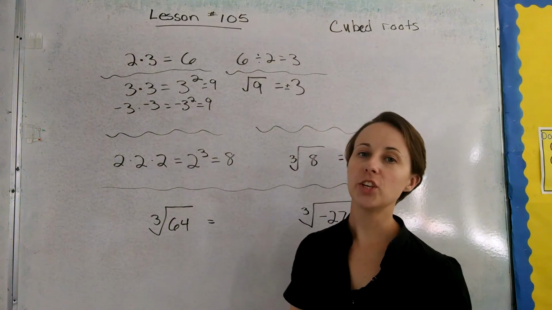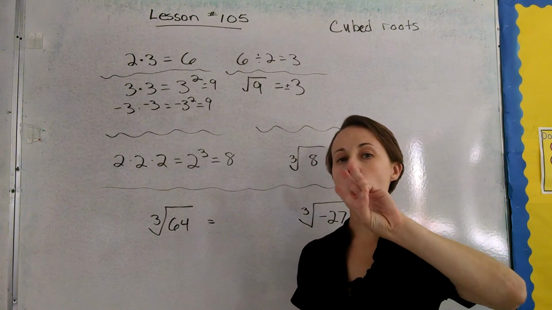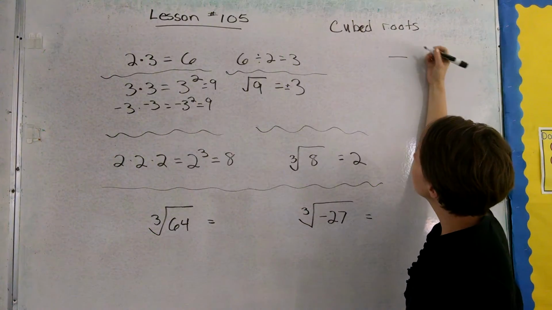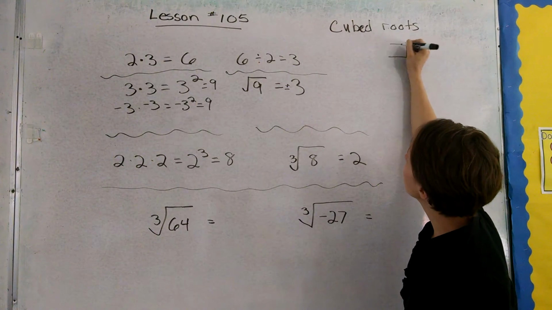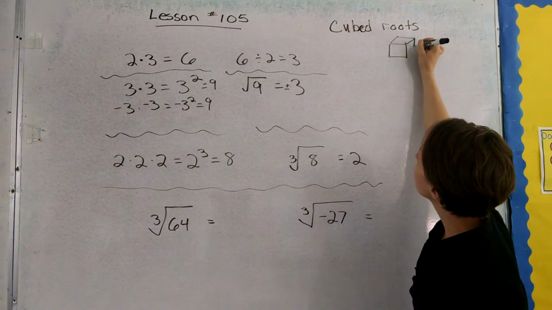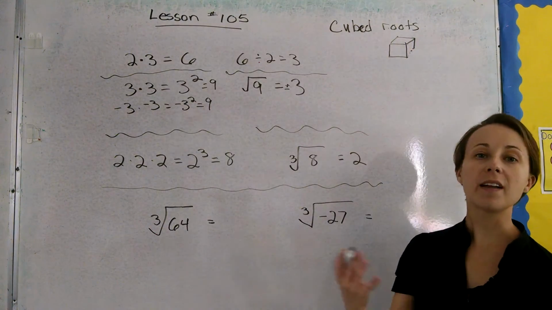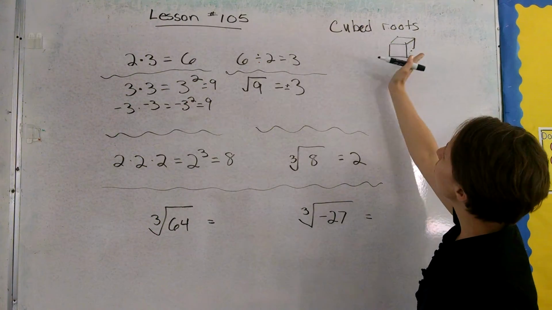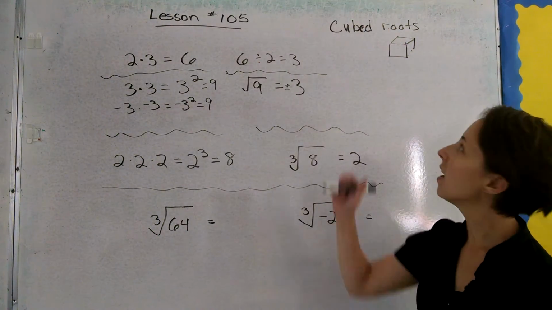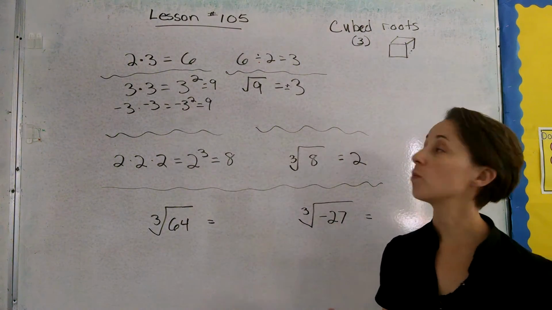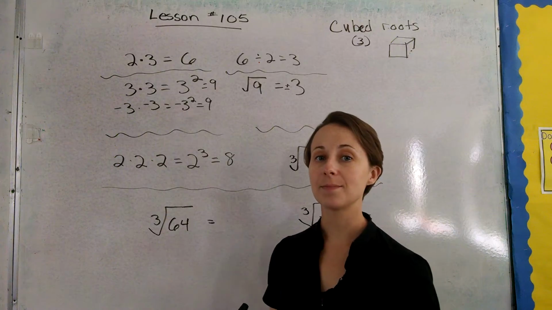When we talk about something cubed, it means we're multiplying all three dimensions together. We're multiplying the length of something times the width of something times the height of something. If you think of a cube, when we find volume, it's length and width and height. Three dimensions makes a cube. This is important because later when we talk about cubed roots, we're going to be looking for those three dimensions.